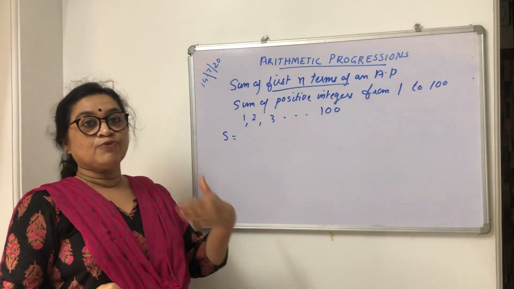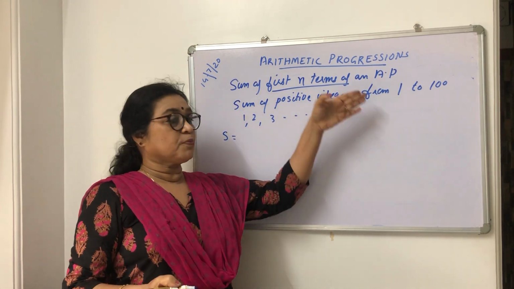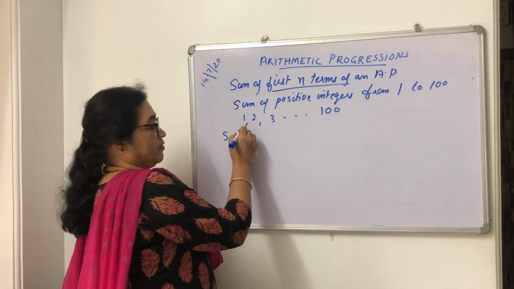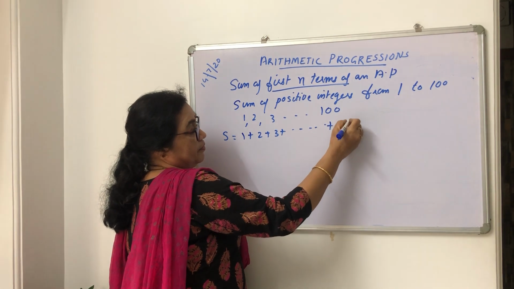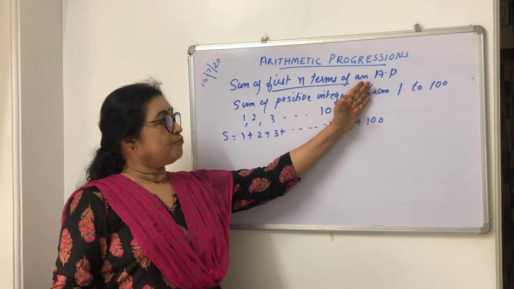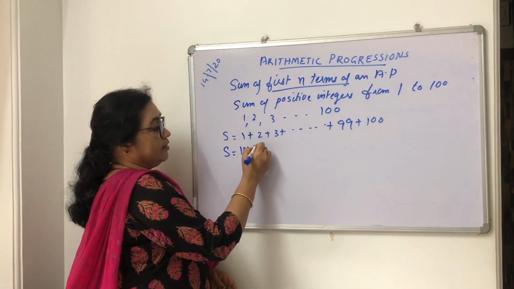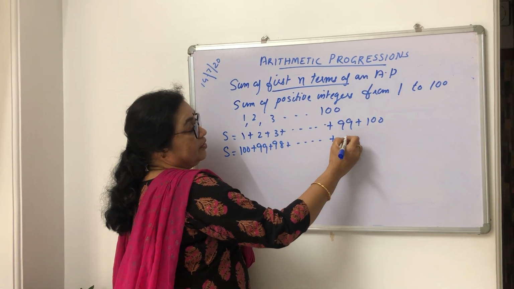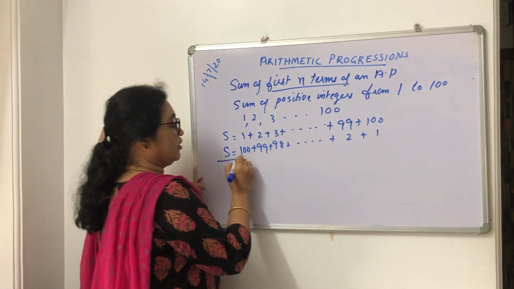So if I tell you to find the sum, one will find 1 plus 2 plus 3 plus 4 plus ... plus 99 plus 100. Another person can add from this side, in reverse order: 100, 99, 98, ... 2 plus 1. So I am going to add these two.